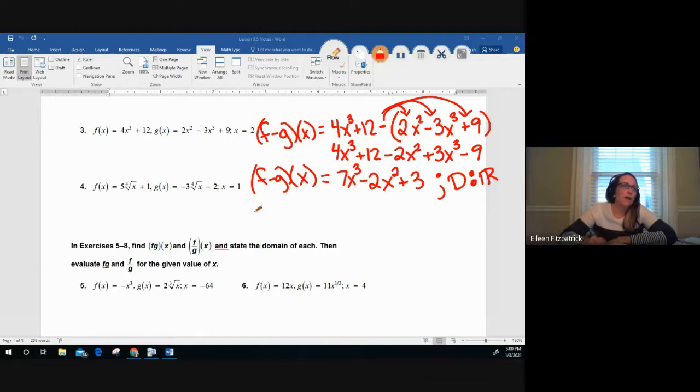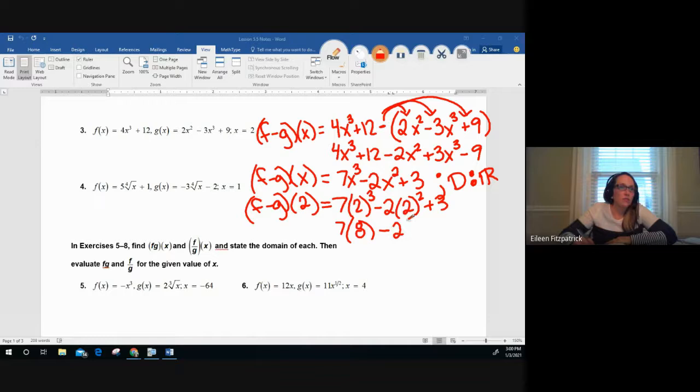All right. And then you just have to evaluate when x is 2 for this function. So substituting a 2 in. So it's 7 times 2 cubed minus 2 times 2 squared plus 3. So you're going to have 7 times 2 cubed is 8 minus 2. Oop, I could have done the multiplication. Oh, well, I'll do the multiplication next step. 2 squared is 4 plus 3. All right, and that's going to give you an evaluation of 51.